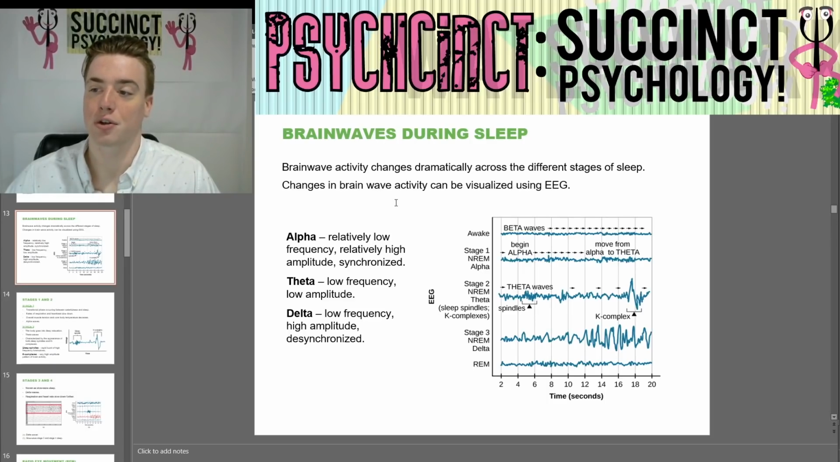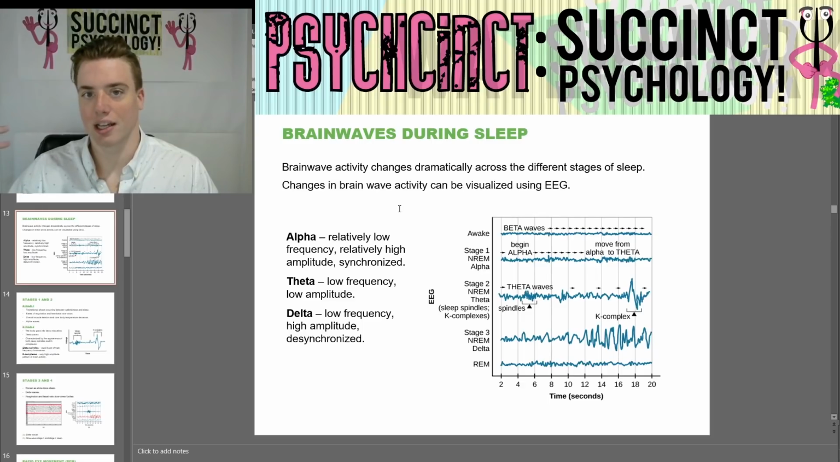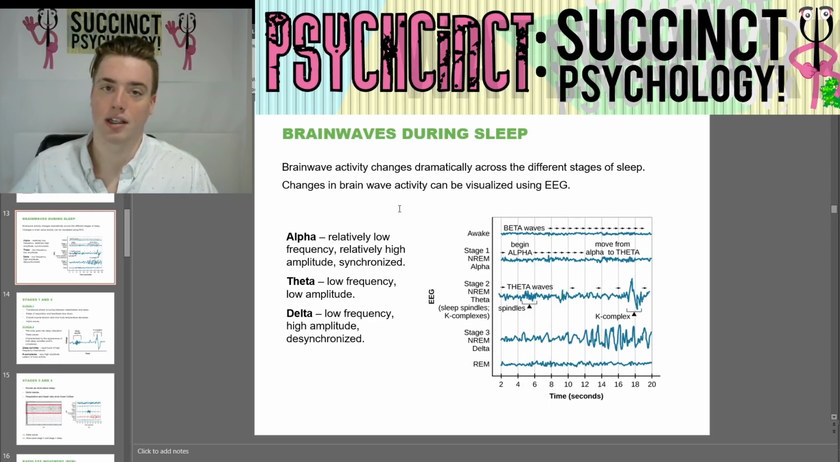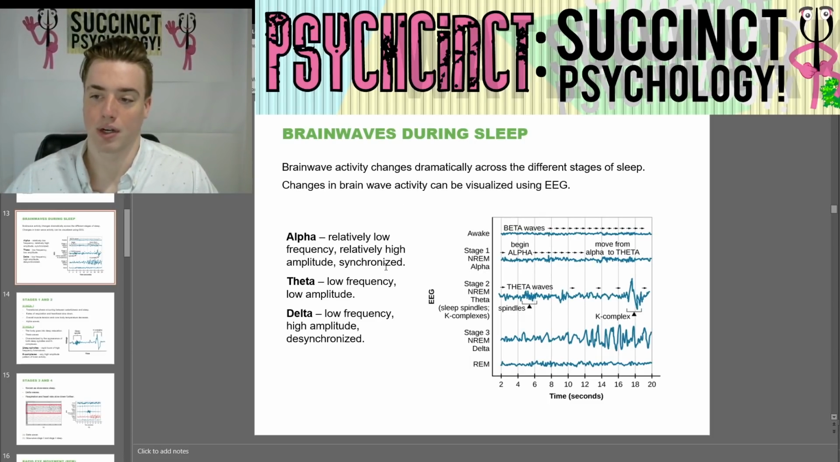Brainwave activity changes dramatically across the different stages of sleep. Changes in brainwave activity can be visualized using EEG. And again, that's when they put electrodes on your scalp and measure the electric activity of your brain. So first we have alpha brainwaves, which are relatively low frequency, relatively high amplitude, and are synchronized.